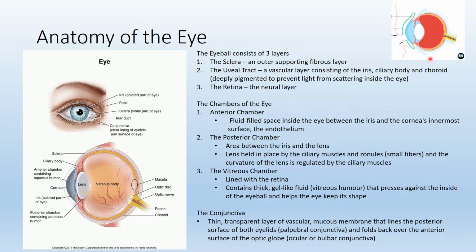It's a thin, transparent layer of vascular mucous membrane that lines the posterior surface of the eyelid, and that area is known as the palpebral conjunctiva. It then folds back on itself to cover the anterior surface of the optic globe, and this area is then known as the bulbar conjunctiva.